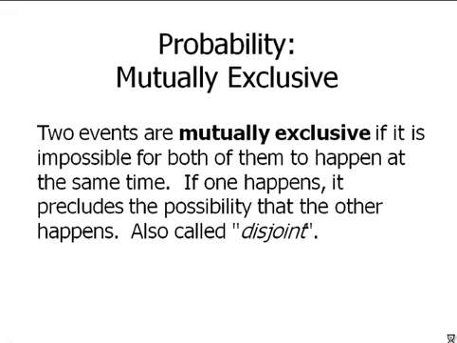In the next couple videos, we're going to be building up the OR rule and the AND rule, two major rules in probability. In order to get there, first we need to discuss the idea of mutually exclusive. So what do we mean by this? Two events are mutually exclusive if it is impossible for both of them to happen at the same time. If one happens, it absolutely precludes the possibility that the other happens.